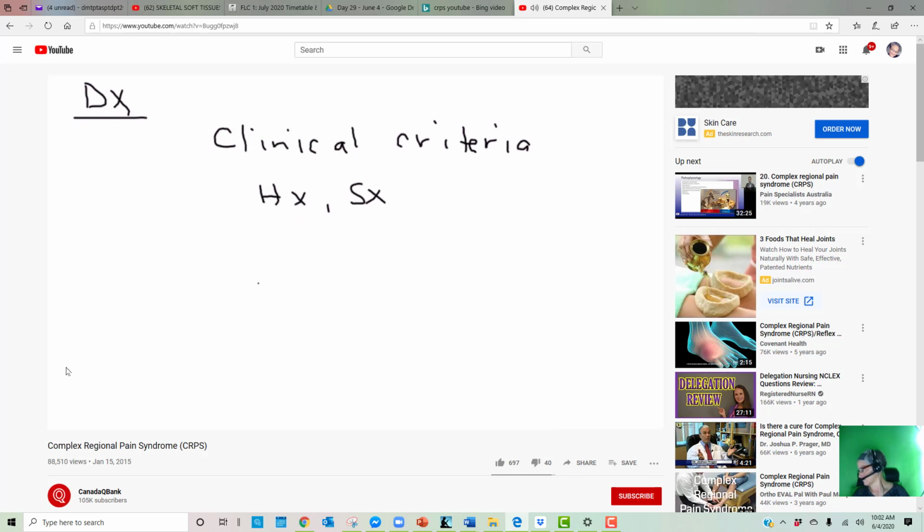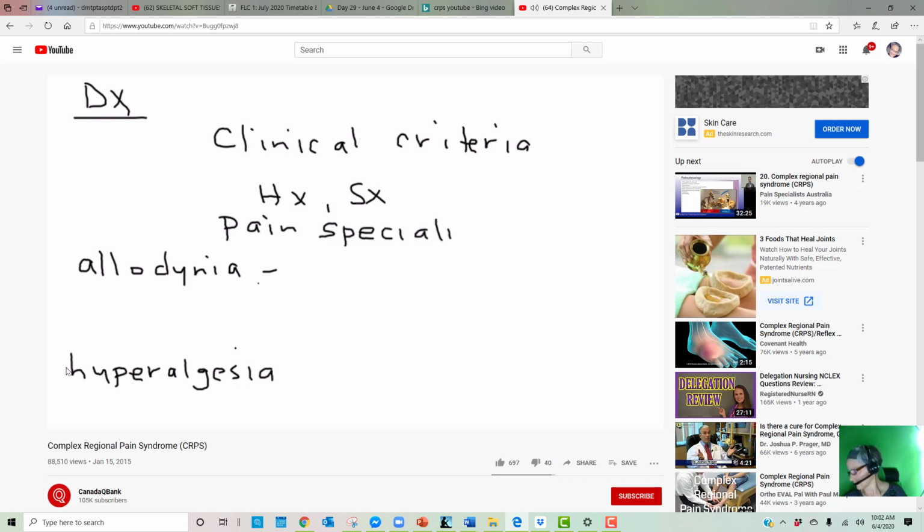So how do you diagnose it? Well, other than the clinical criteria, which is the way the patient presents with their history and their symptoms, there are some very key things that you need to look for. Those two things are allodynia and hyperalgesia, and I'll explain what each of these are. To be honest, this is probably going to be, by most standards, done by a pain specialist. It's probably something that a patient has gone to their regular doctor for and then has been referred.